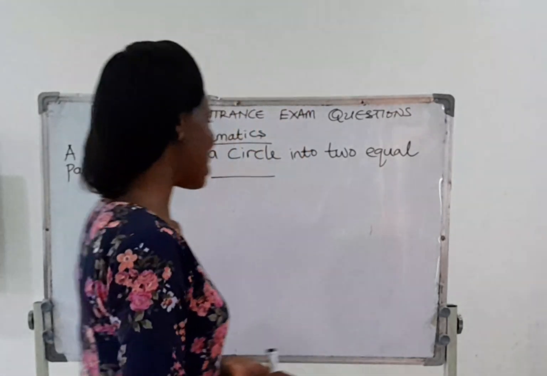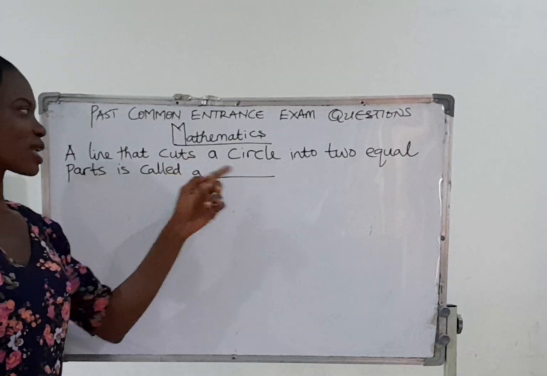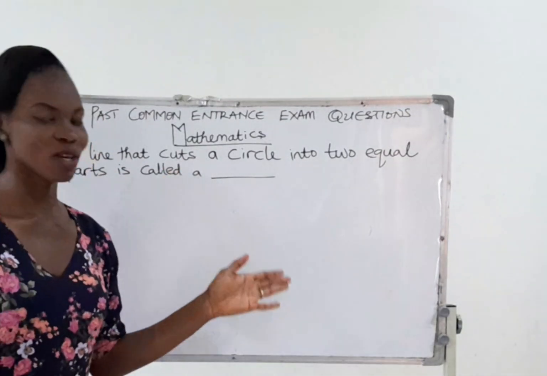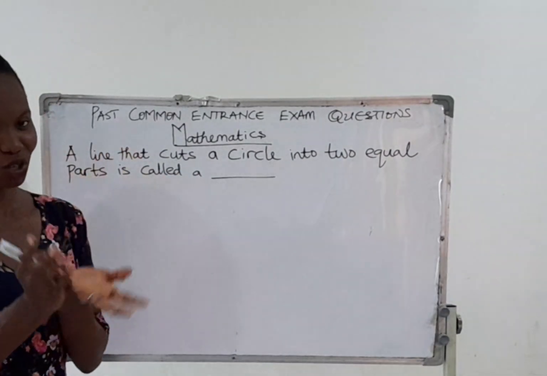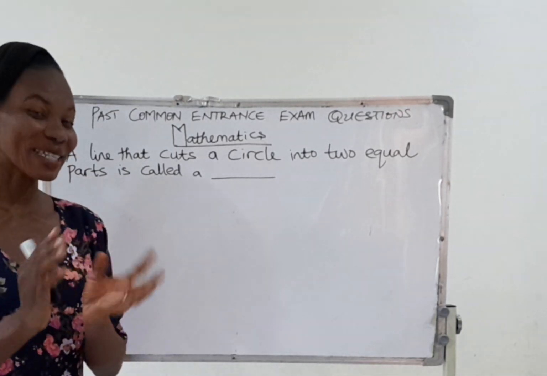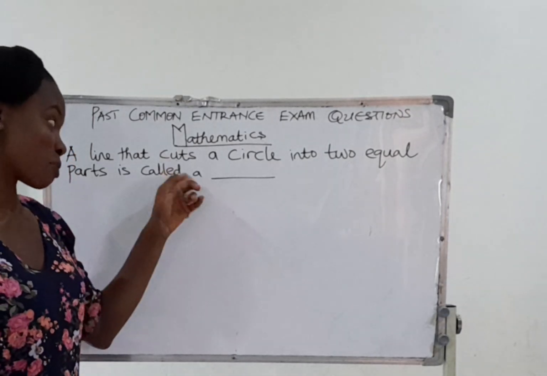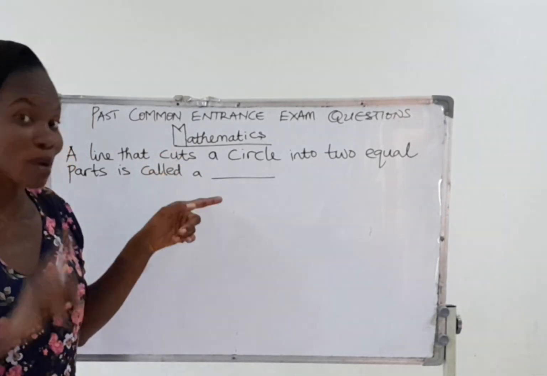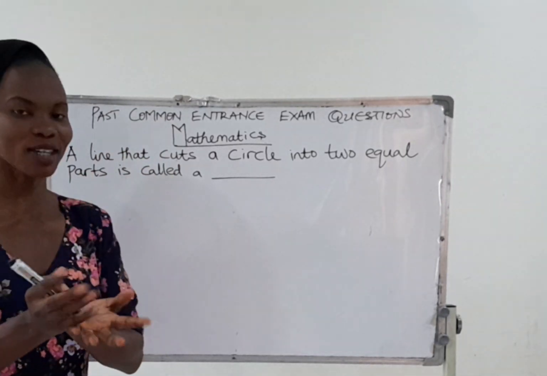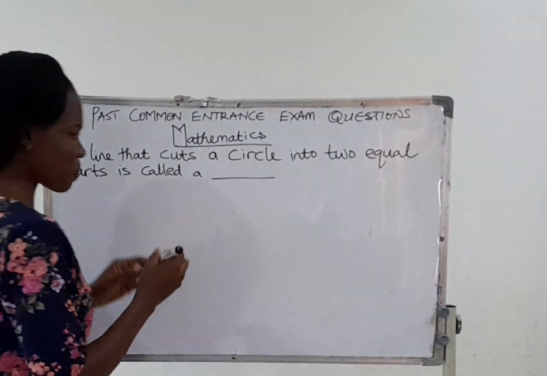Alright, so look at this question. A line that cuts a circle into two equal parts is called a dash. So this is a geometrical question on circles. So we're going to look at parts of a circle because in the exam you will be writing, they might not ask you for this particular one, maybe another one. So let's look at the parts of a circle so that any one you are asked, you will be able to answer it.